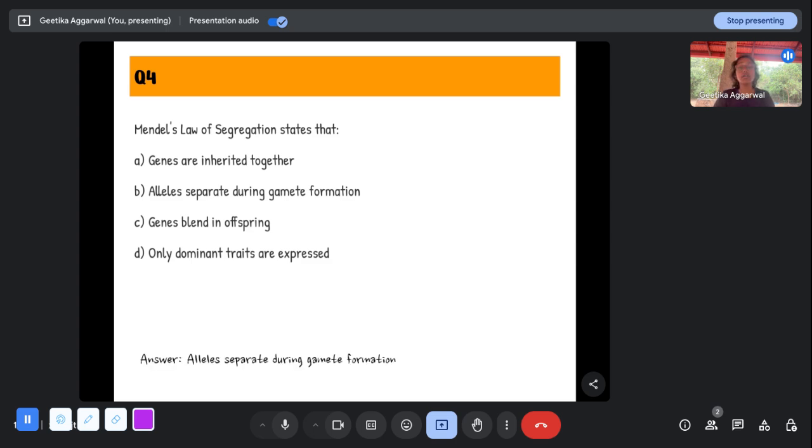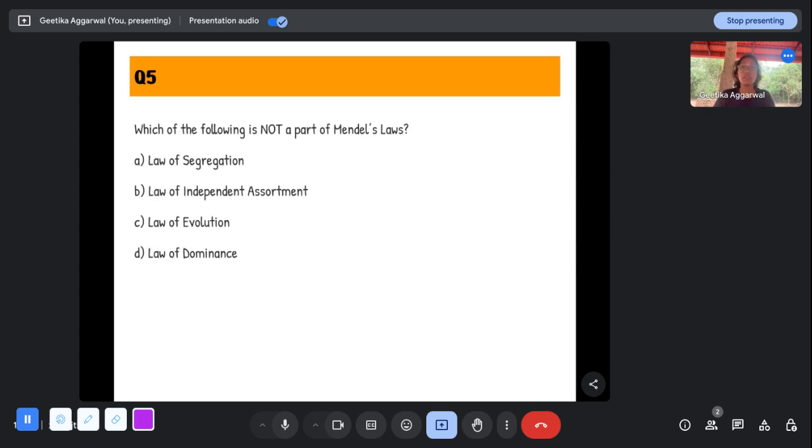So the correct answer to this question is that alleles separate during gamete formation. That is what the law of segregation is all about. Next question. Which of the following is not a part of Mendel's laws? Law of segregation, law of independent assortment, law of evolution, or the law of dominance? Which of these is not a part of Mendel's laws?